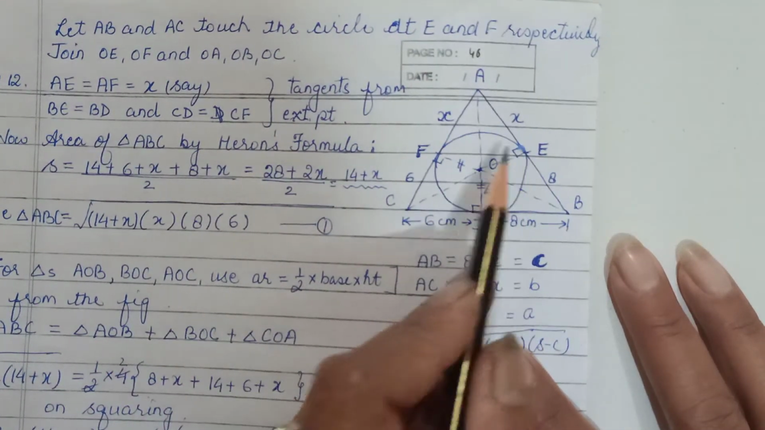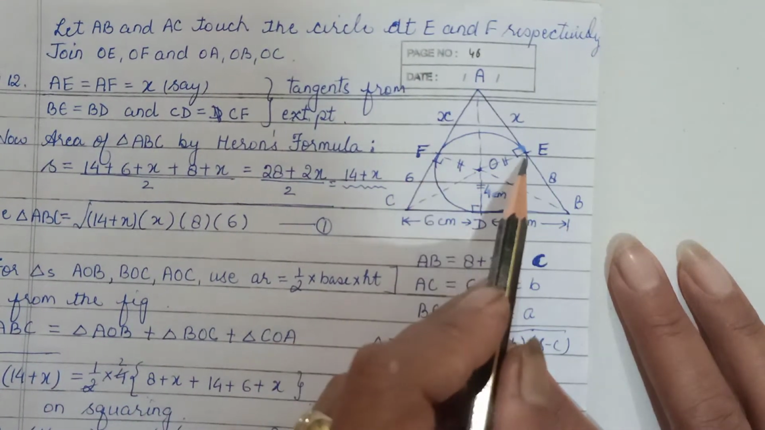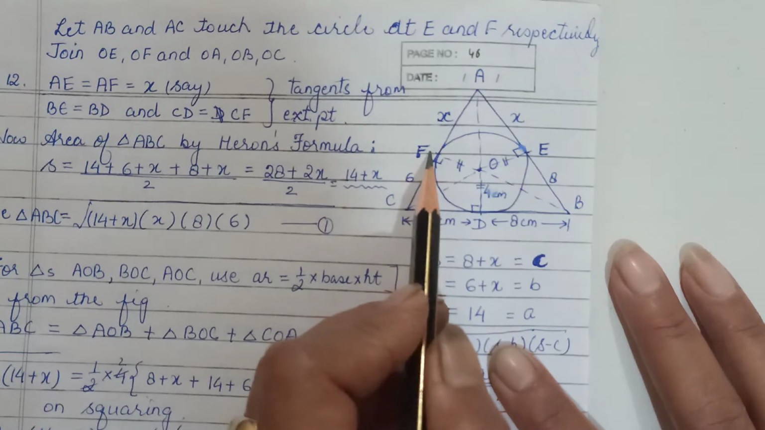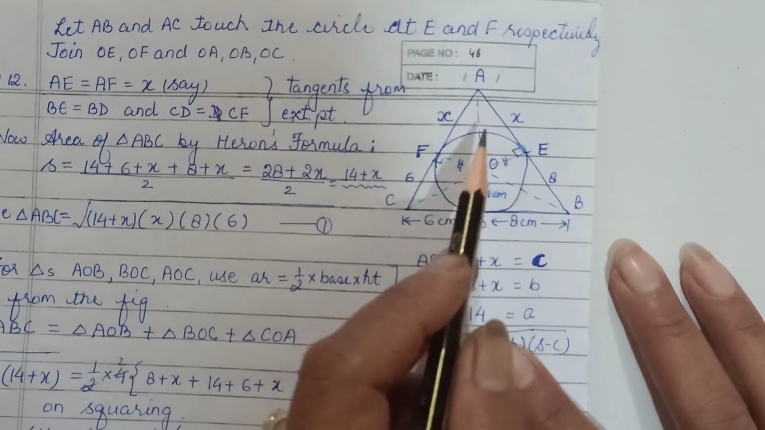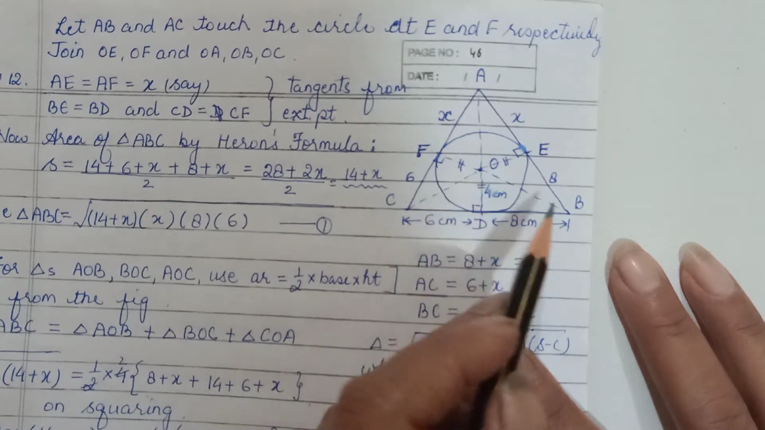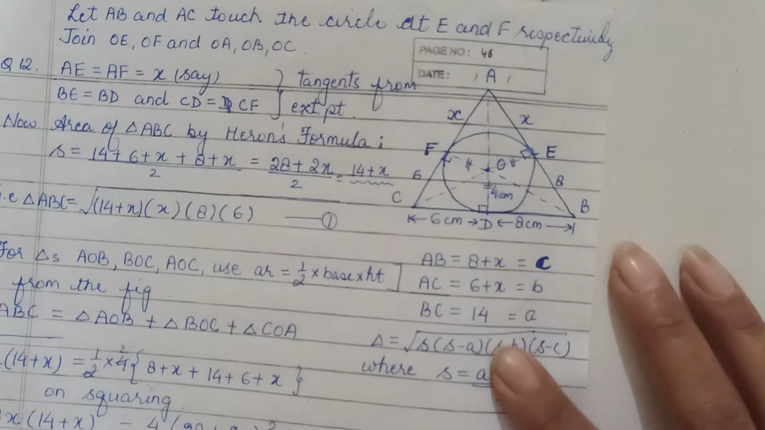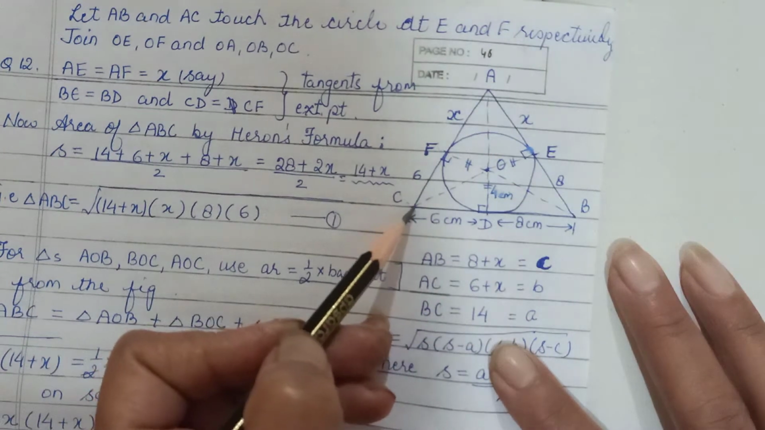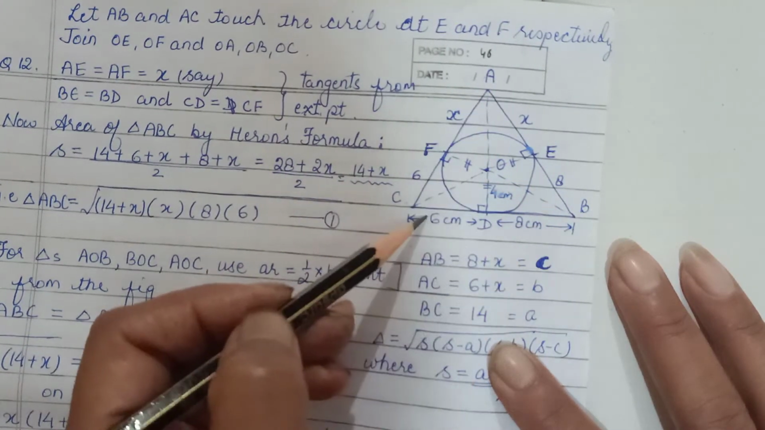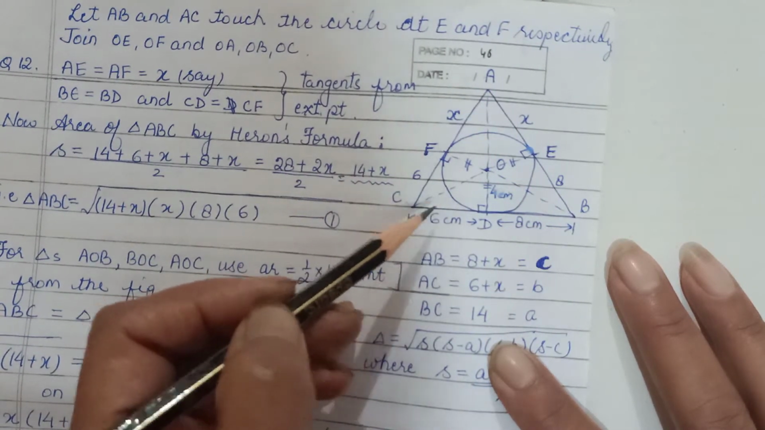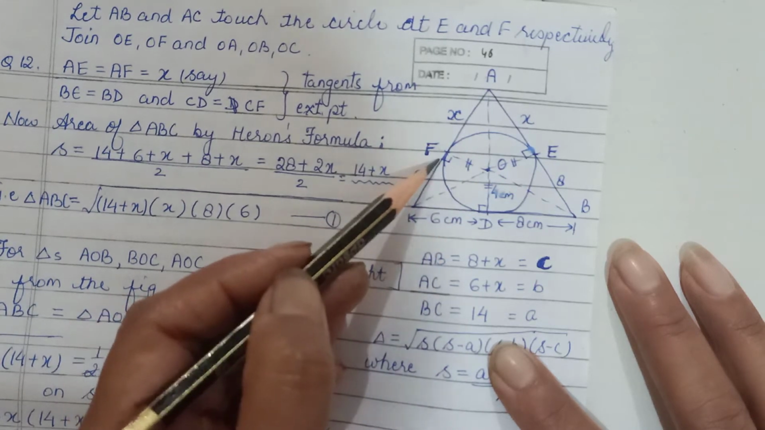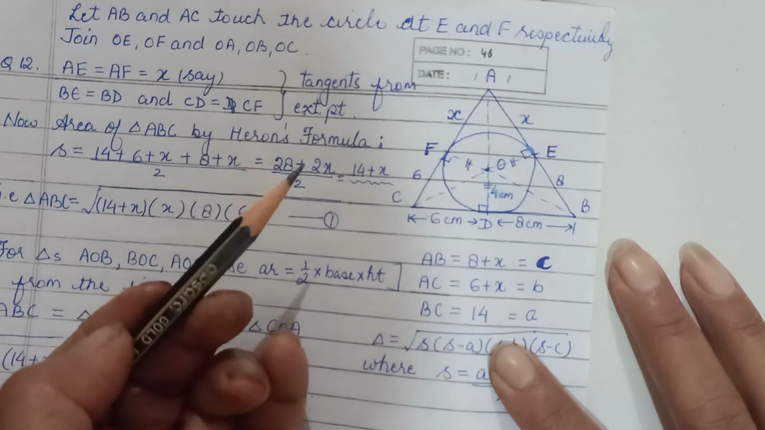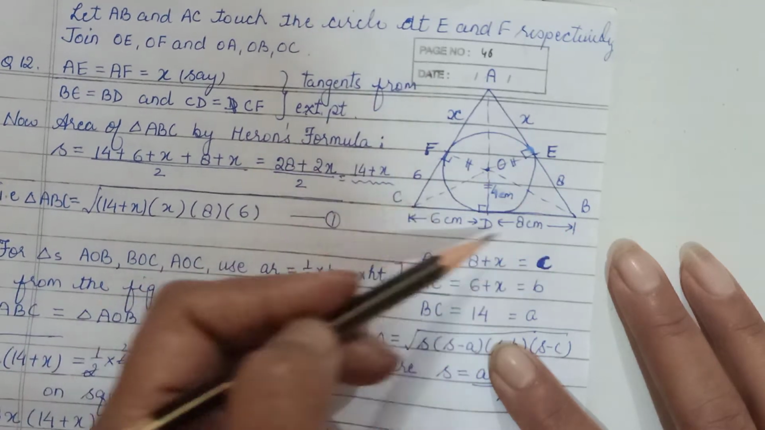I have named the other 2 points of contact as E and F. We'll join them with the center, and we'll also join the center to these vertices. So all that work you have to do. Then you have to observe that A, B, C are acting as external points for this circle on which these tangents have been drawn. The sides are going to act as tangents to this circle, and these will be the external points.